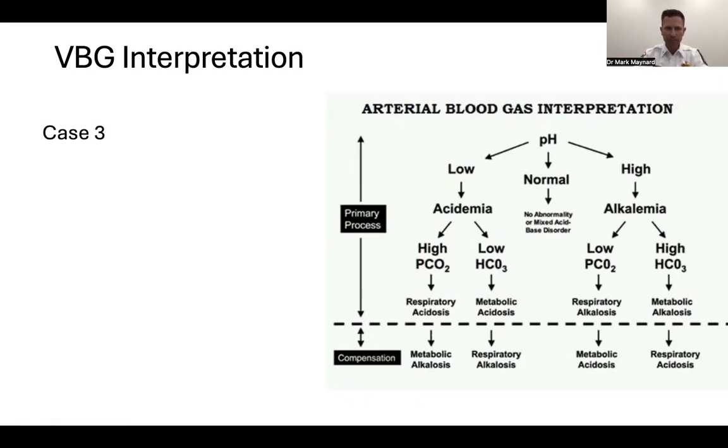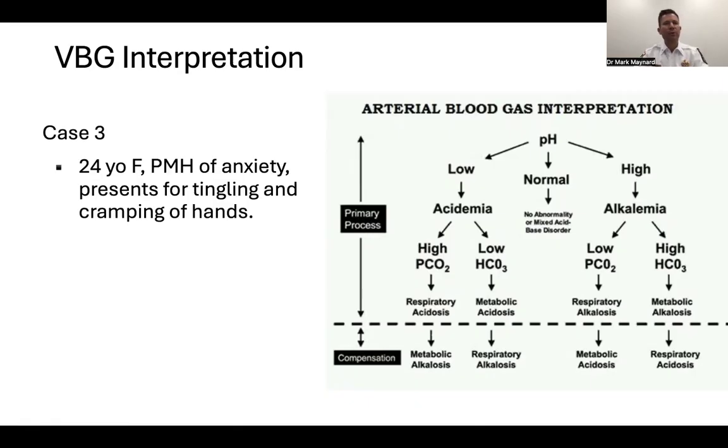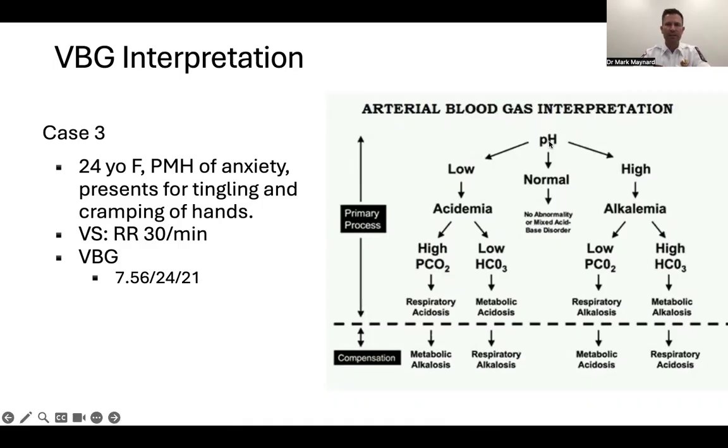All right, case number 3. We have a 24-year-old female, history of anxiety. She presents with periorbital, finger, and hand tingling and cramping. She's doing the carpopedal spasm, breathing very fast. And what we find is on her VBG, she's got a high or low pH. This one's high. So pH is high. We're going to call this alkalemia.